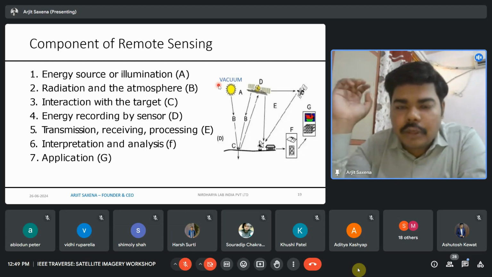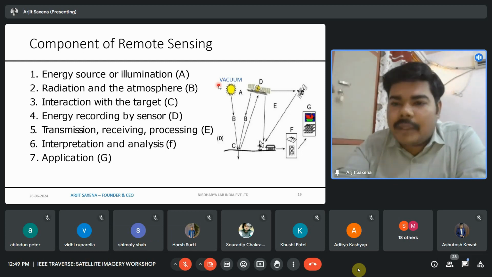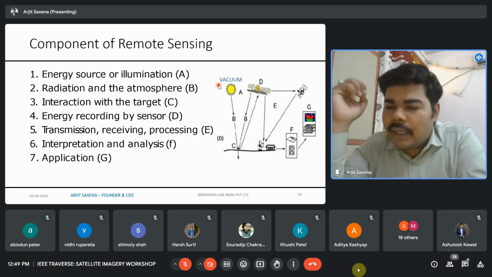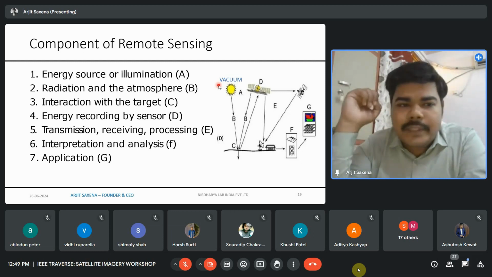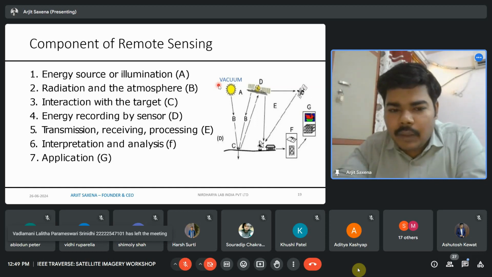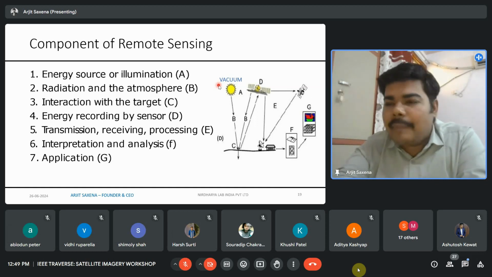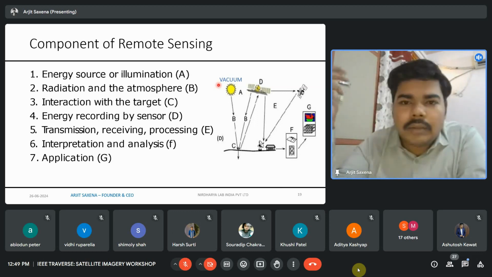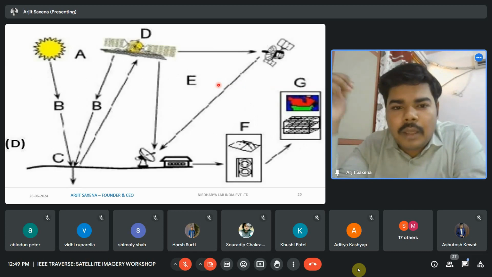Then further there will be an interpretation of the image which you have captured, that what is this image, what is present in this image. We will check the density, the tone, the size, and a lot of other components. Then further the application is derived, through which you can capture other data and other information points.